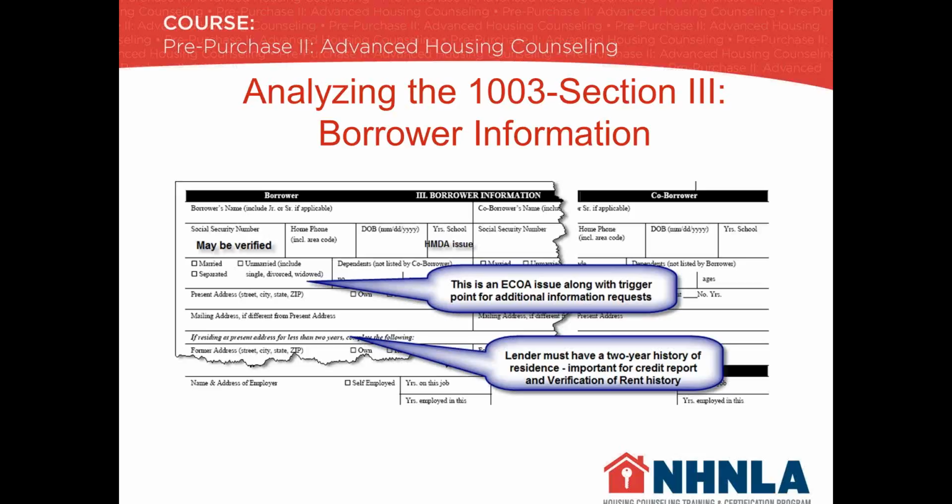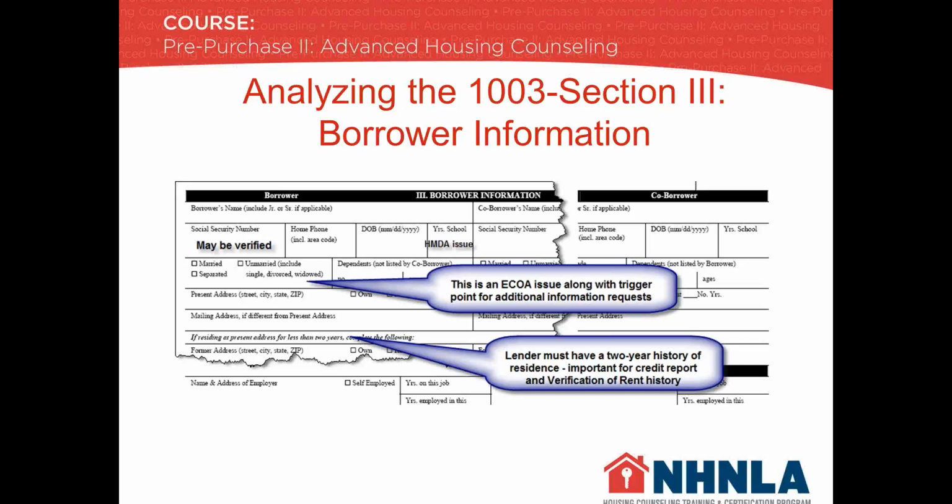Now, that's important for a couple reasons. It's important for Equal Credit Opportunity Act reasons to make sure that they're not denying you based on your marital status. But it's also going to be potentially a trigger to request additional information. So if you're divorced, they may want to see the divorce decree or things of that nature.